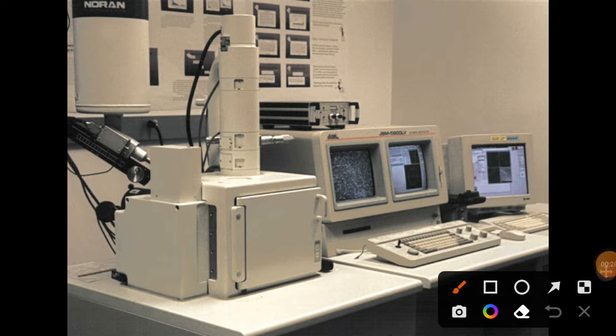So why was electron microscopy developed? Electron microscopy was developed to increase the magnification, along with the resolution. That is why we have chosen the electron as the illumination source, because electrons have a shorter wavelength than visible light.